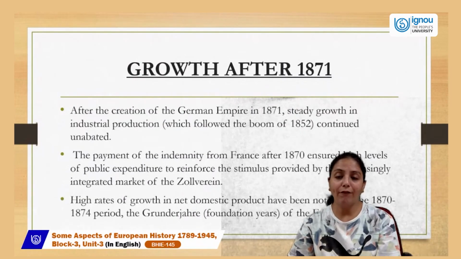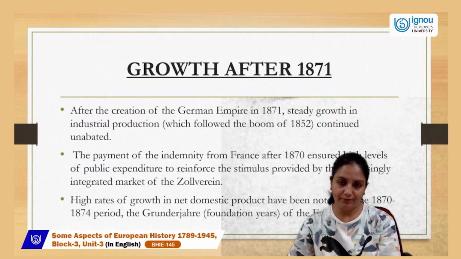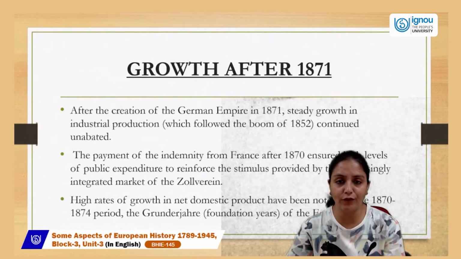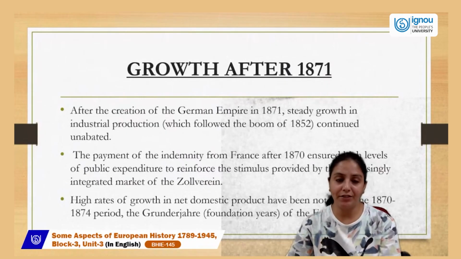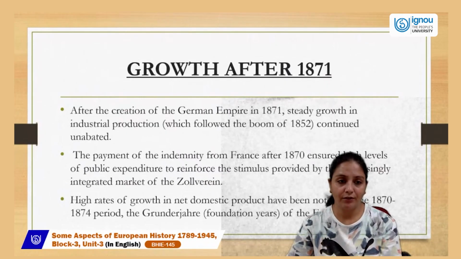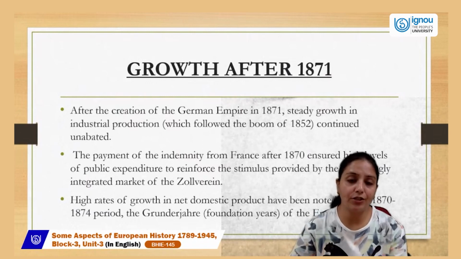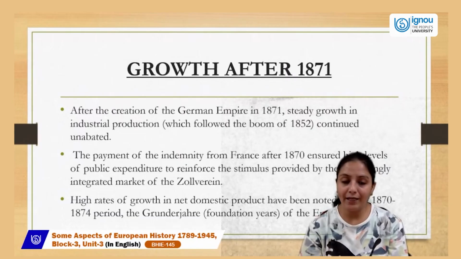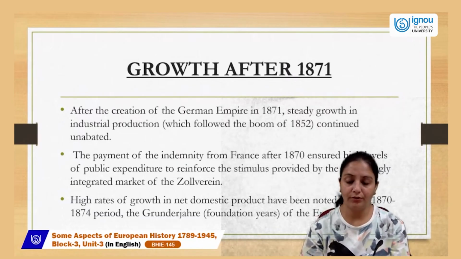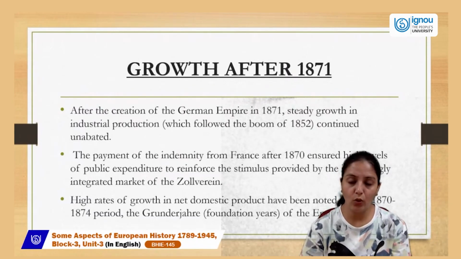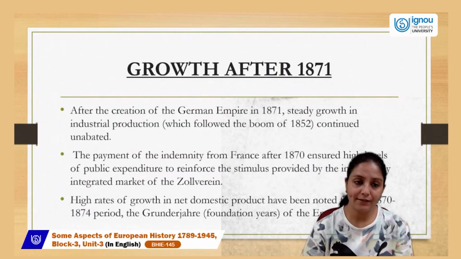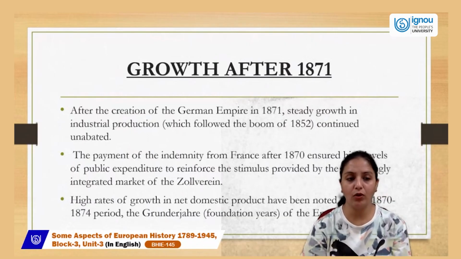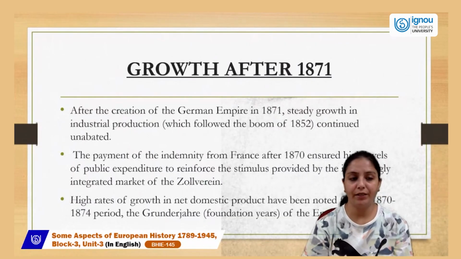Now, the growth after 1871. What was the condition of growth after 1871 in Germany? After the creation of German Empire in 1871, steady growth, slow and steady growth in industrial production, which followed the boom of 1852, continued unabated.